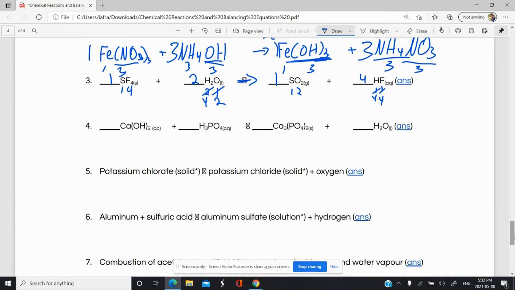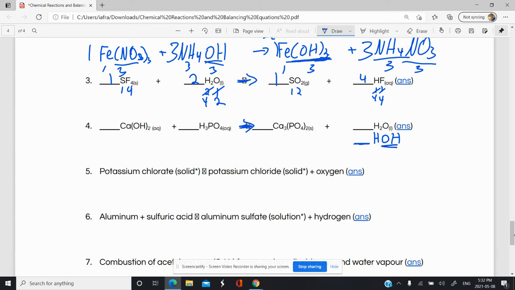So let's go ahead and try this next one out over here. So that's supposed to represent an arrow. We have calcium hydroxide plus H3PO4 gives us calcium phosphate plus water. And we want to figure out how to balance this. I usually like to write out my water as HOH, so I'm just going to be doing that here. And let's see if I can figure this out.